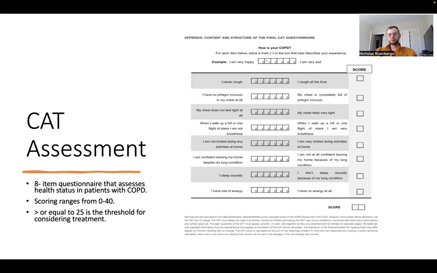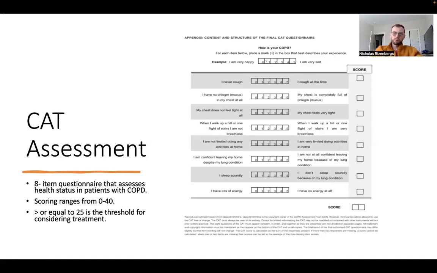How much do you agree with that? 0 out of 5 or 5 out of 5? I agree. I don't have breathlessness. Am I limited doing any activities at home? And those tie into the dyspnea because that is a cardinal symptom and the biggest symptom. Am I confident in leaving my home despite lung conditions? Sleep soundly, have lots of energy. These are all just confined to the questions 0 through 5. Cough all the time. My chest is completely full of phlegm. My chest feels very tight. So I kind of got off base there.